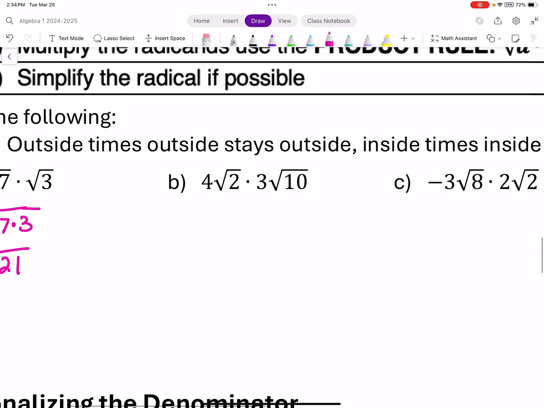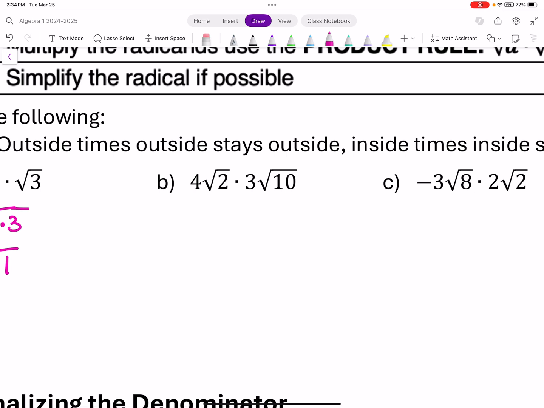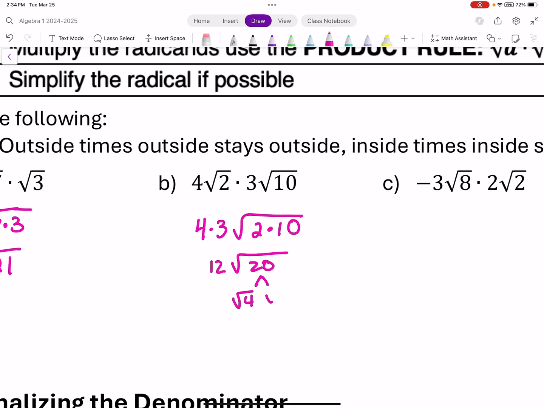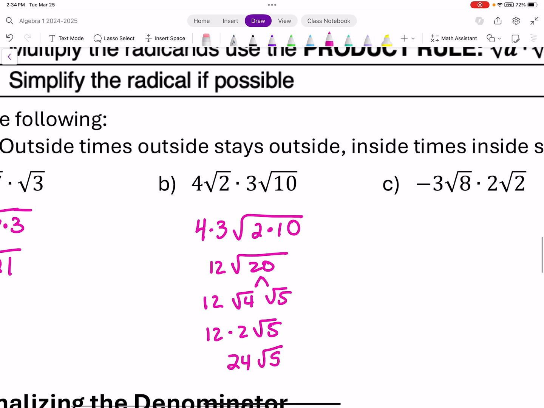Letter B, we have 2 outside numbers and 2 inside numbers, so I'm going to go ahead and multiply the outside and keep on the outside. Then I'm going to multiply the inside and keep on the inside. So outside I would have 12, inside I would have 20. Here we can break up radical 20. We're going to break that up into 4 and 5. So now we just do what we did on the first section. So 12 times 2 radical 5. Well, 12 times 2 is 24. So we'd have 24 radical 5.